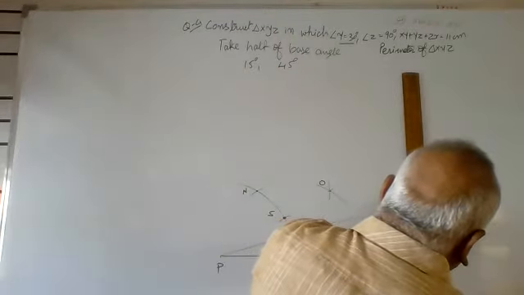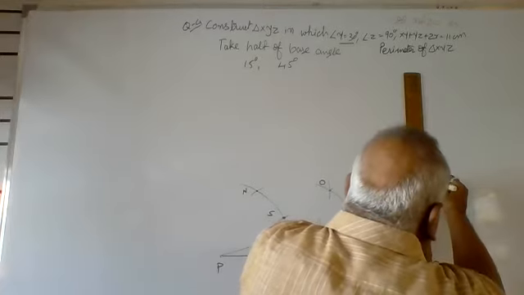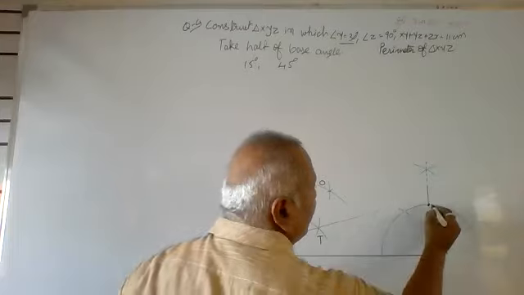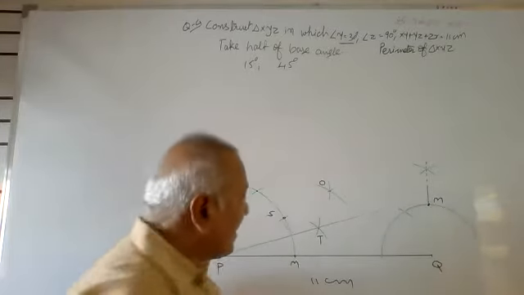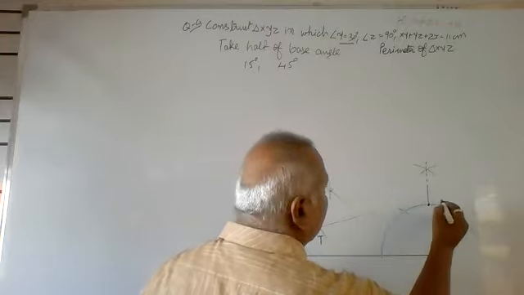It is 90, but we do not need 90 degree. We need 45. So here only I will get the point. I will give name M. M is already here, so I will give name U.